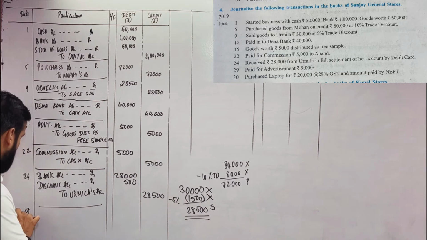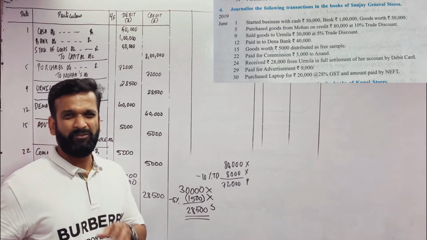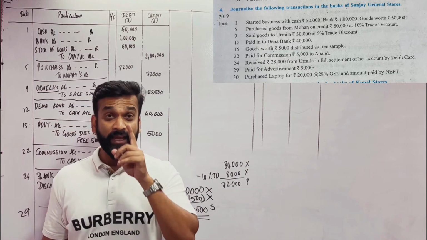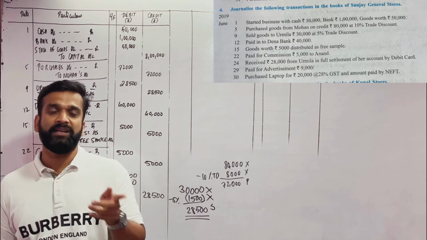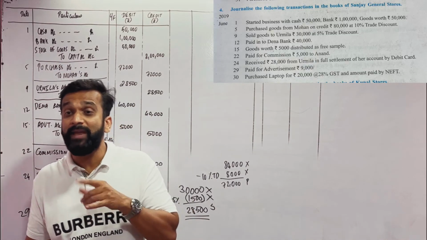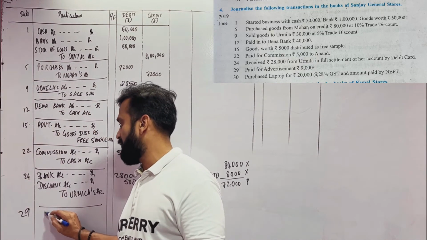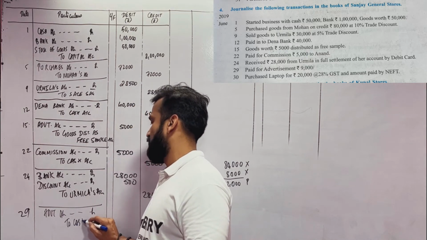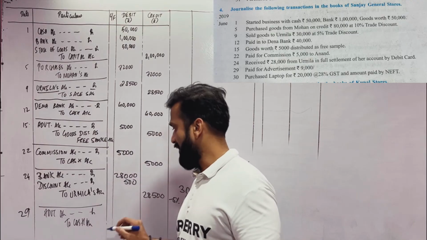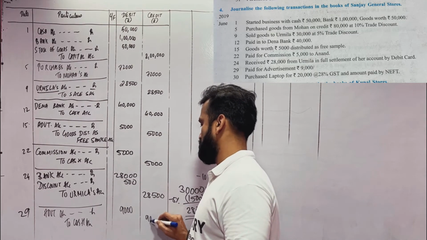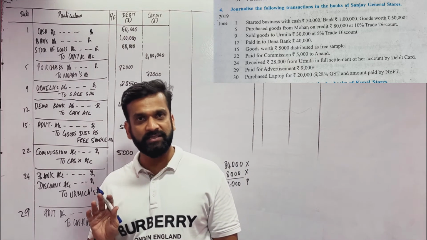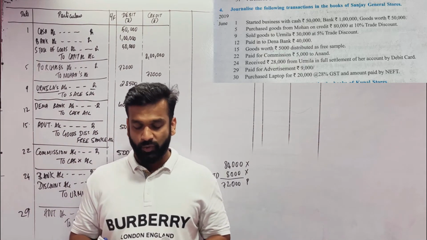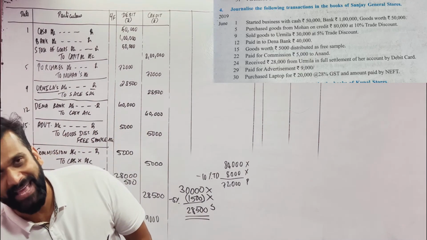Next entry is entry number 9. That means 29. Paid for advertisement. Very easy entry. Paid cash credit. What you are paying? Advertisement. That means the entry will be advertisement account debit to cash account. How much? It is 9,000. Is this clear? And last entry is purchase a laptop 20,000 at 28% GST, amount paid by NEFT.